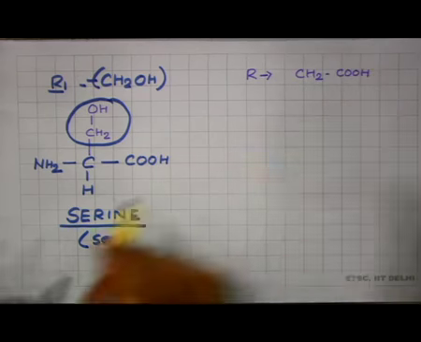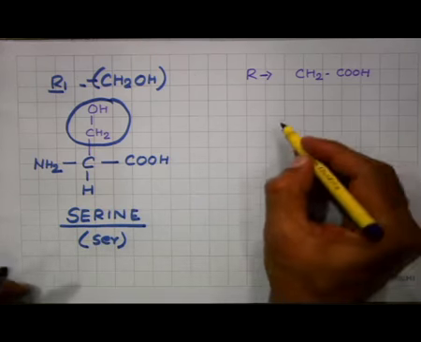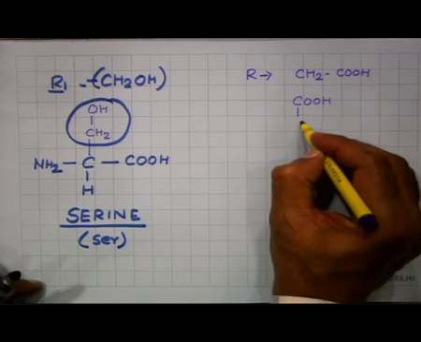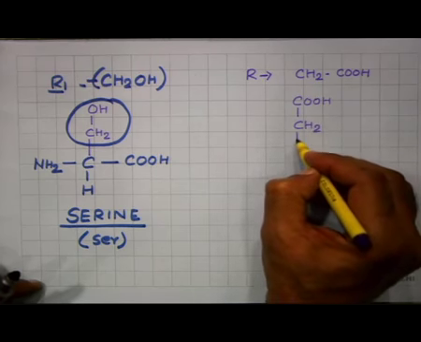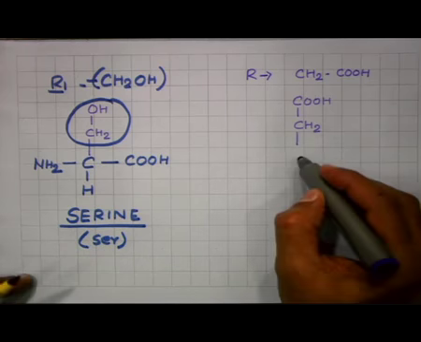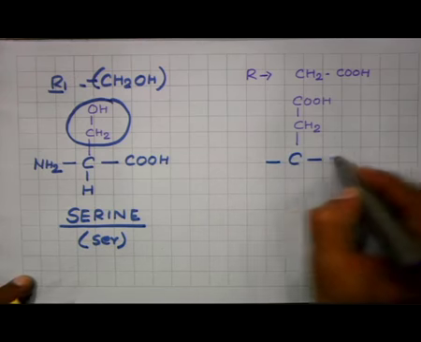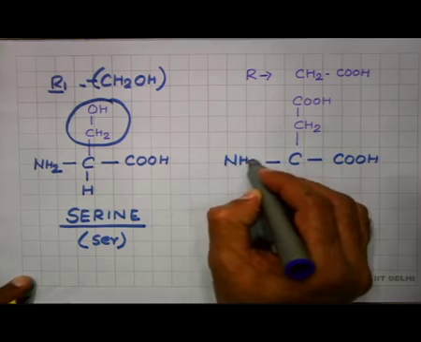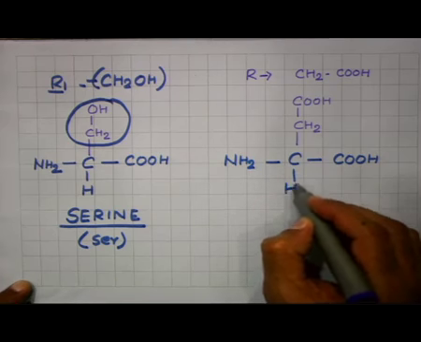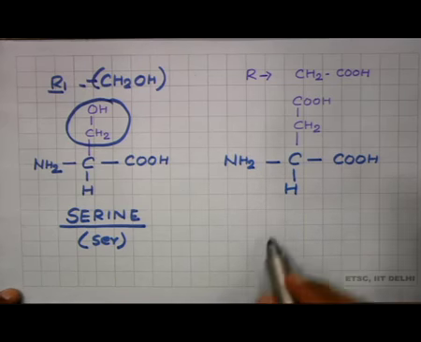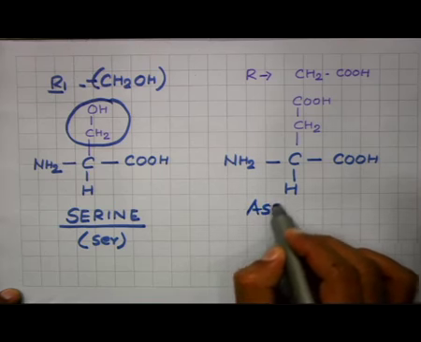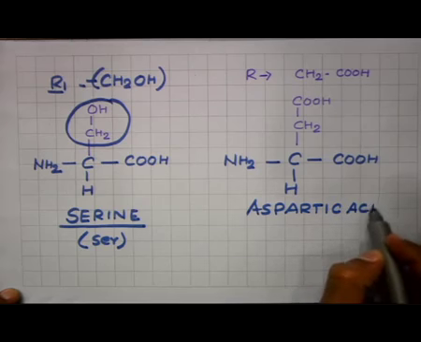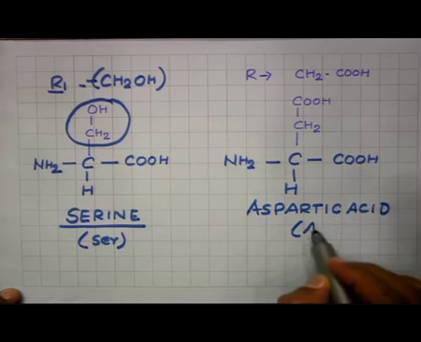If the R is substituted by CH2COOH, then what happens? The R is substituted by COOH CH2, then you can write the basic form, COOH, NH2 and H. So, this is called aspartic acid. Aspartic acid, it is ASP.